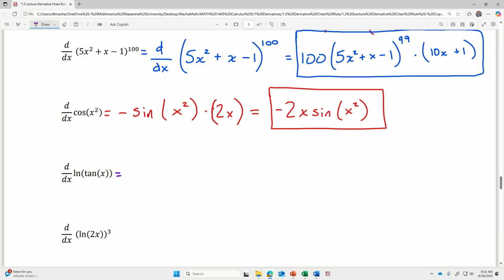Natural log of tangent of x. What's the outside function? What's the derivative of natural log? Okay. And so I'm going to write 1 over tangent of x, right? Because I'm taking the derivative of natural log, which is 1 over x, but I leave the inside function alone. So it's going to be 1 over tangent now. And then I multiply times the derivative of my inside function. What's the derivative of tangent?